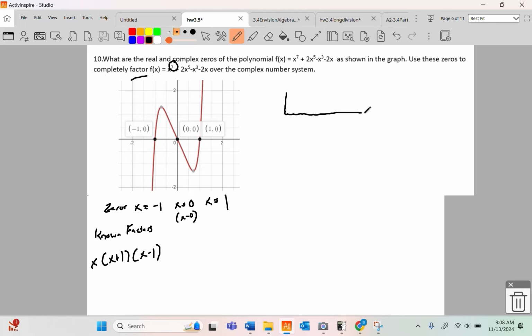I'm going to do the 0 first because it's small. Coefficients are 1, 0 because there's no x to the 6th, 2, 0 because there's no 4th, -1, 0 because there's no square, -2, and 0 because there's no constant on the end, and that 0 needs to be there. That's part of it.